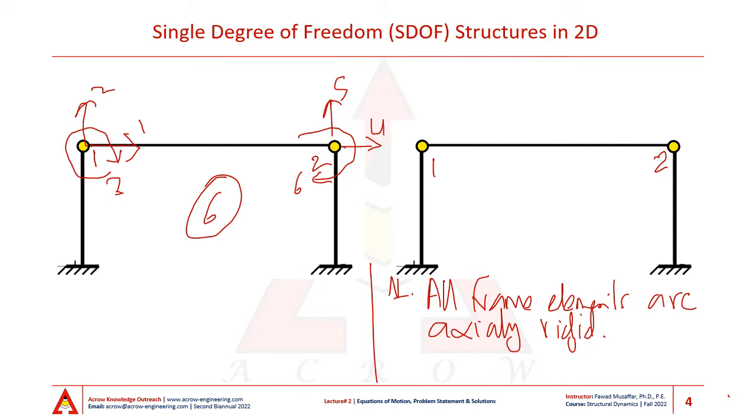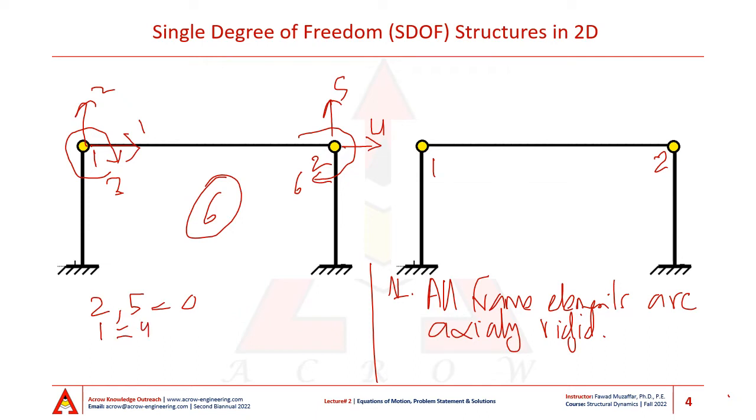So once we have assumed this, the degrees of freedom of the frame elements reduce, because if all of my frame elements are unstretchable, then my degree of freedom 2 and 5 is equal to 0, and my degree of freedom 1 is equal to 4.